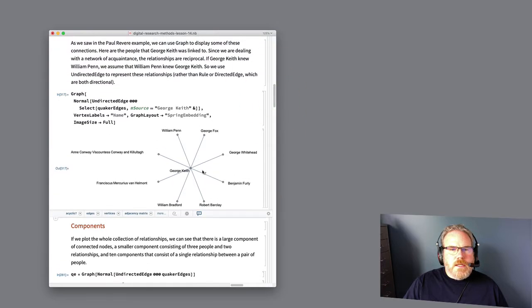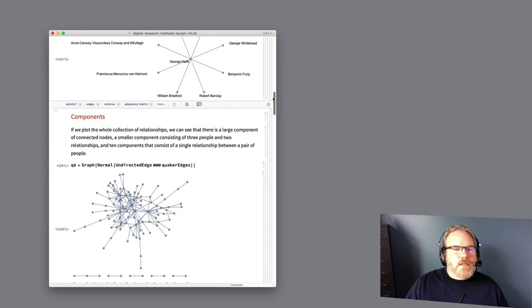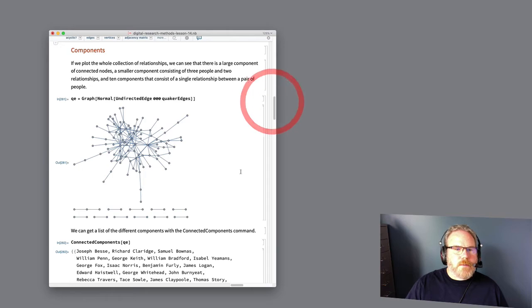And since the links themselves represent that one person knew another person, it doesn't matter that they're unidirectional in the list of edges, because we are just assuming that if George Keith knows George Whitehead, the reverse is also true. Okay, so if we plot this whole collection of relationships, we see that there is a large component that connects a lot of people to one another, but there are also a lot of smaller networks that consist just of 3 people or of 2 people. So this entire social network isn't connected, at least in the data set that we have. It consists of separate components.